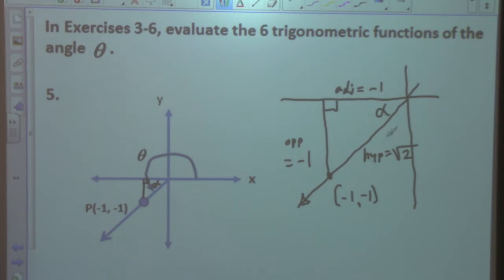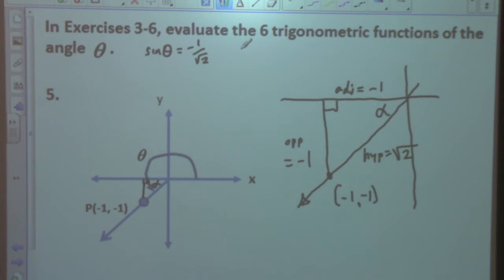Okay, if you think of it, you know what the measure of this angle alpha is, right? What is the measure of that angle alpha? 45 degrees. 45, very good, Justin, excellent. All right, go ahead. And then for sine, it will be -1 over square root of 2.